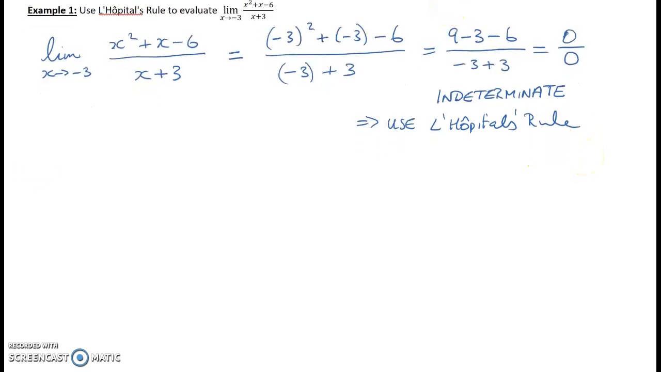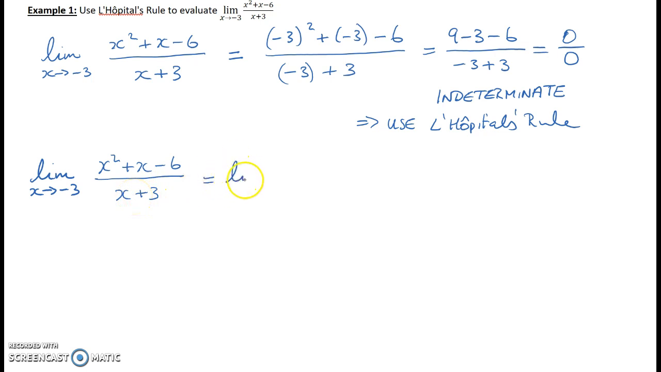Now, L'Hopital's rule, basically what it tells us to do is to differentiate the expression on the top and the bottom of the fraction separately. This is not a quotient rule, we're differentiating the top and bottom separately. So, if we write out the original again, this is what it was, the limit of x squared plus x minus 6 over x plus 3.